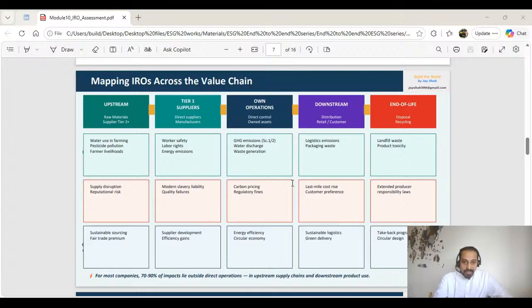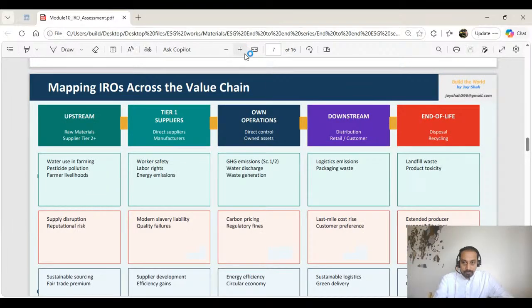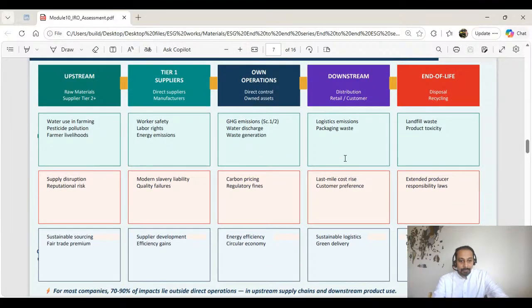On this slide, you can see the full value chain broken into five stages. The first one is upstream, tier 1. I can zoom out so you can see better. Tier 1 suppliers, own operations, downstream, and end of life. Upstream covers raw material extraction and processing, and the suppliers beyond your direct relationship. What we call tier 2 and beyond is part of upstream. This is often where the most significant social and environmental impacts are concentrated.